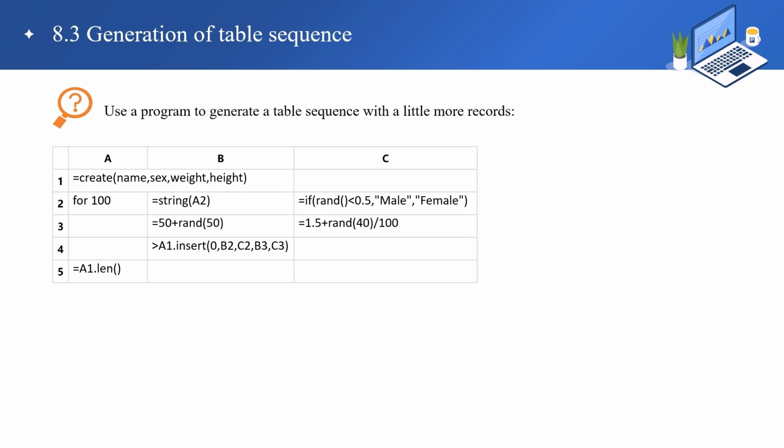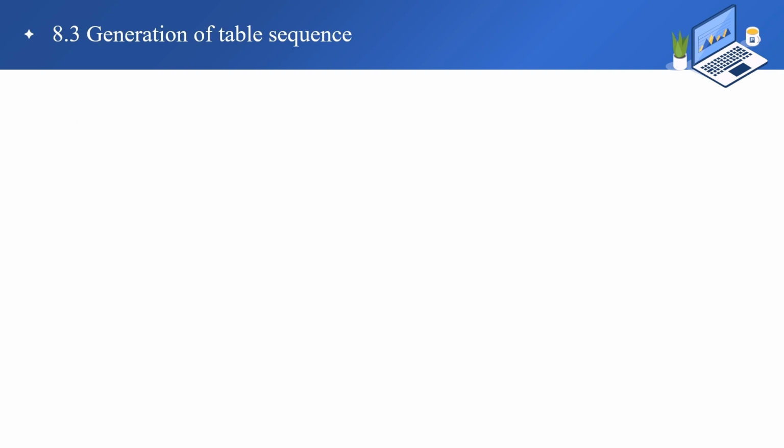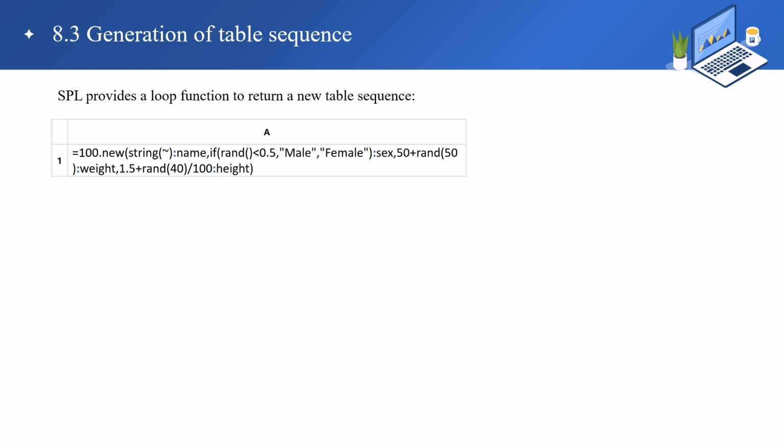However, the loop function A.(x) used to generate a new sequence can only return a sequence, which is not what we need. SPL provides a loop function to return a new table sequence. The above code can be simplified into one statement. It's a little long, so it's written in 2 lines.